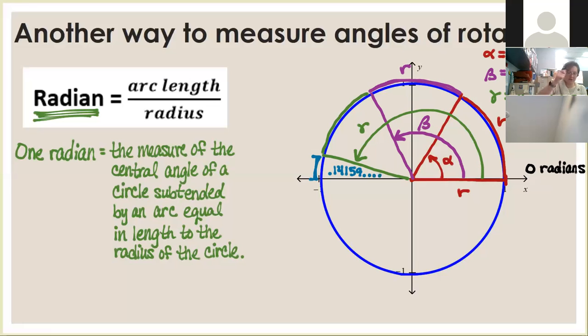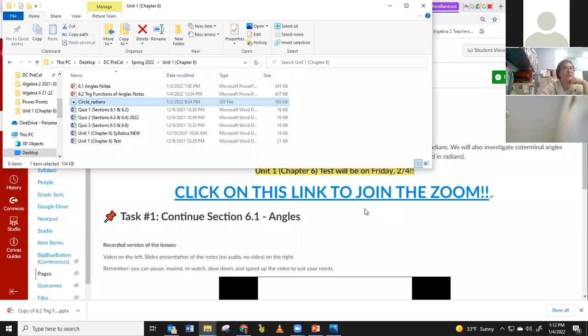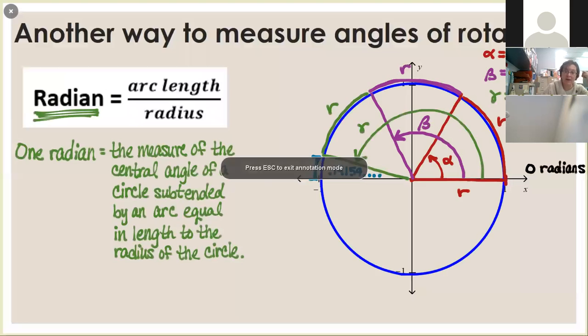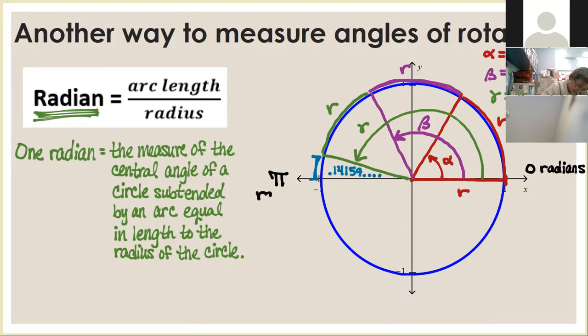I've got 1, 2, 3 full radians, and then a little bit more. What did the animation say? You bring it back up and we can watch it again if we need to. There we go, absolutely. Pi radians. So over here is pi radians.